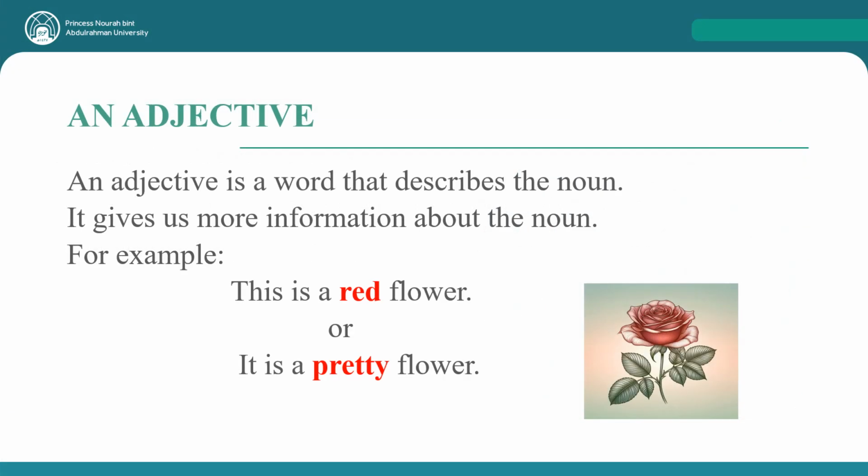So what is an adjective? An adjective is a word that describes the noun. It gives us more information about the noun. For example, this is a red flower. What kind of a flower is it? Red. So it's giving us more information about the flower. Or you could even say it is a pretty flower. So pretty and red are your adjectives.